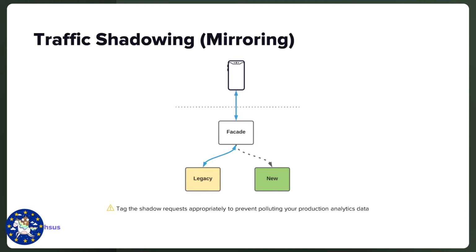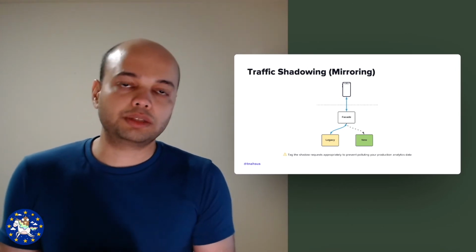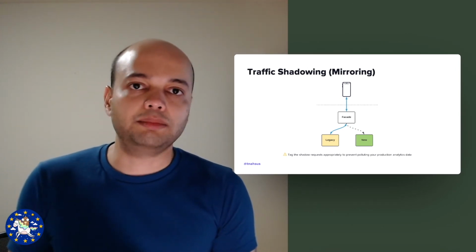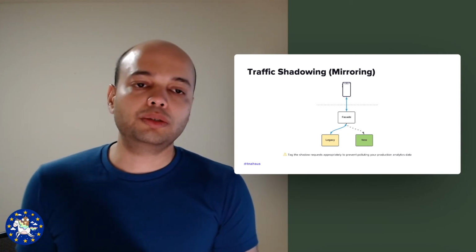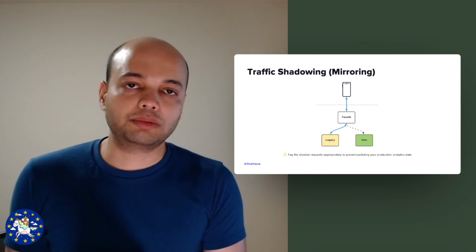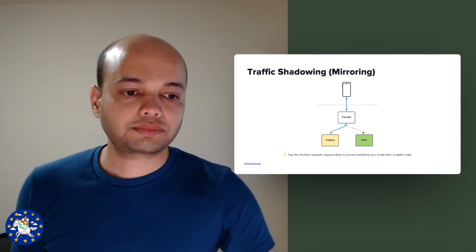Something to note in this step, however, is that you should be tagging your shadow request appropriately to prevent polluting your production or production analytics data. Or if you are propagating those requests to some other upstream systems, your upstream system should know that these are not actual production requests and they should not be double counting any of that.